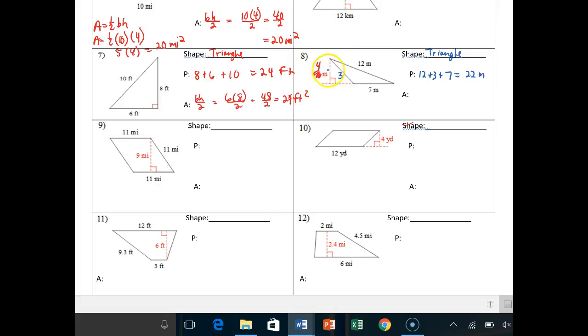And the dotted line, like I said, usually indicates a height. So that's what you'll use for base times height divided by 2. You'll use 7 times 4 divided by 2. And I'll let you finish that one.